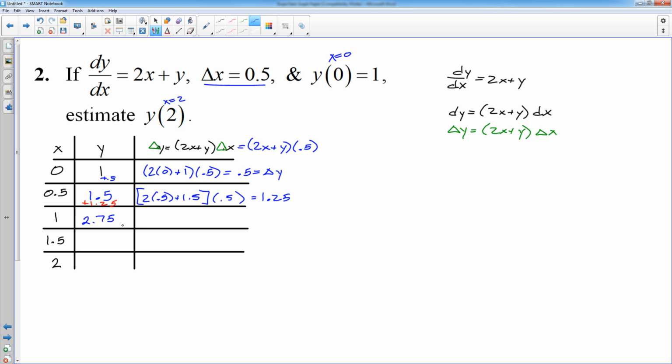And then we simply repeat that process. So now it's 2 times my x coordinate, 2 times 1, plus my y coordinate, 2.75, times my delta x, which is 0.5. We'll throw that in the calculator, and that's going to give you 2.375. I've already worked these out, so saving a little bit of time. So now I have my change in y. I'm going to go back and add that, plus 2.375. And when you add that, you will get 5.125.